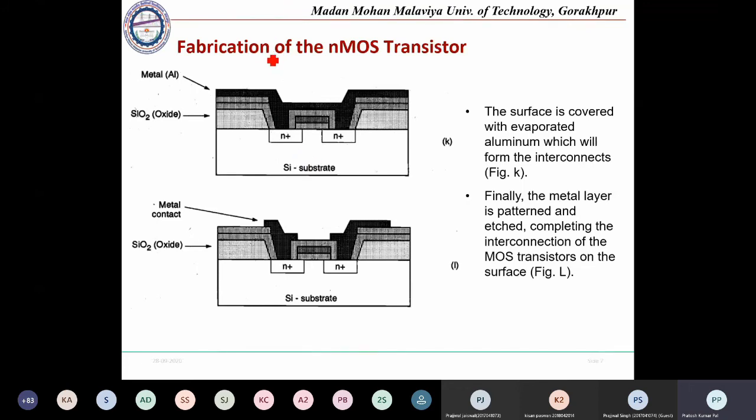Now the next step is we need to deposit the terminals. To make connection between source and drain, we will deposit a metal. This metal could be aluminum. Okay, so we have deposited the metal.